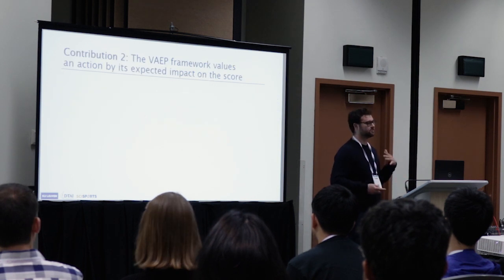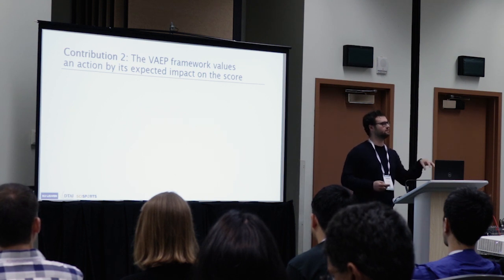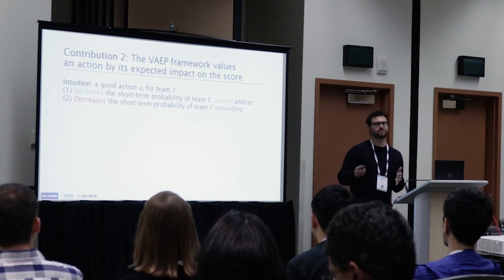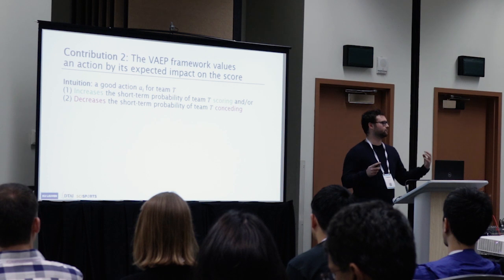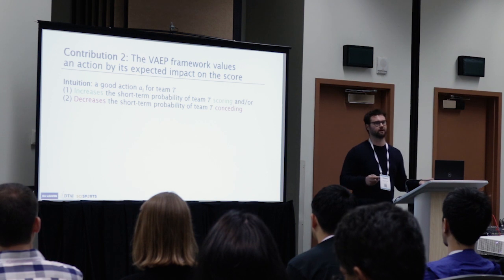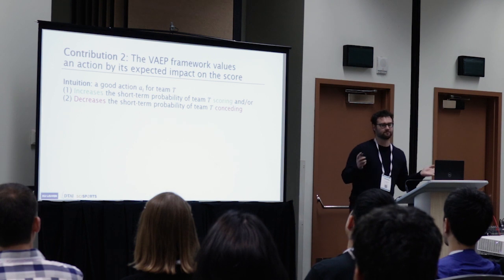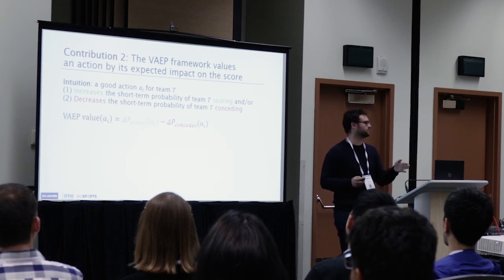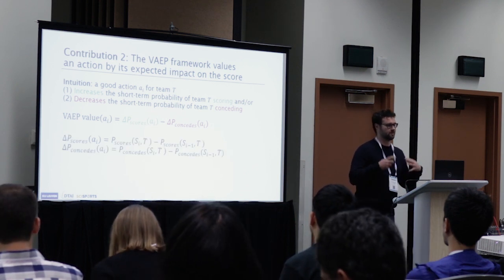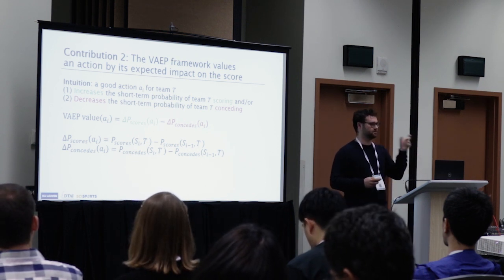So our second contribution is that we offer a framework to value an action by its expected impact on the score. So not its real impact, but its expected impact. What exactly do we mean by this? Well, the intuition is that a good action should probably increase your short-term probability of scoring or decrease the short-term probability of conceding. Conceding is when your opponent is scoring a goal. And our framework, our formula, is basically just this intuition captured in some symbols. This says here that the VAEP value, which is the name of our framework, of an action is the delta of scoring minus the delta of conceding.